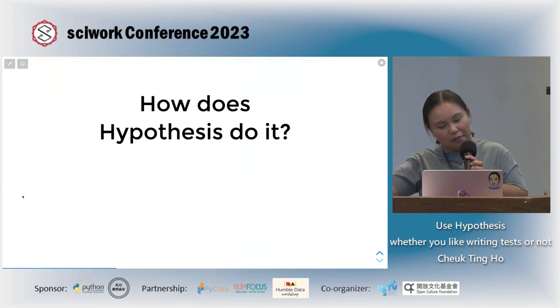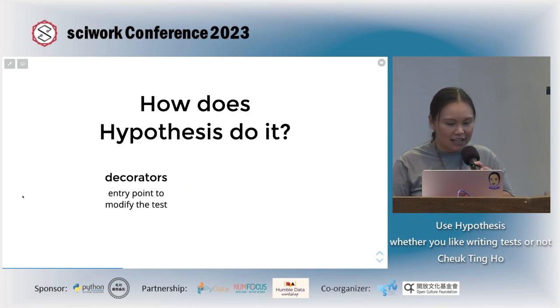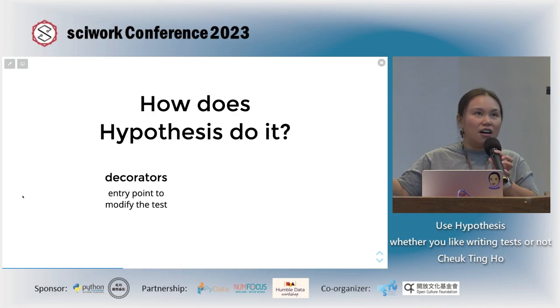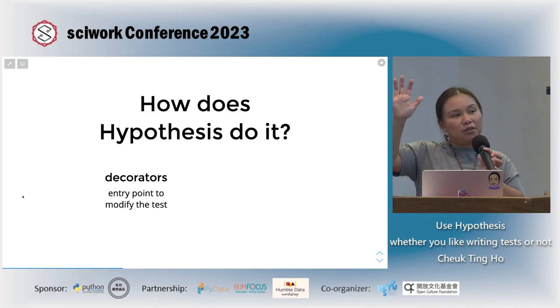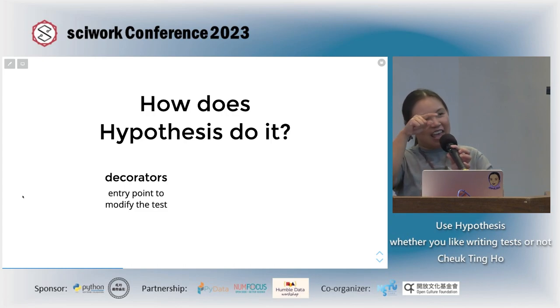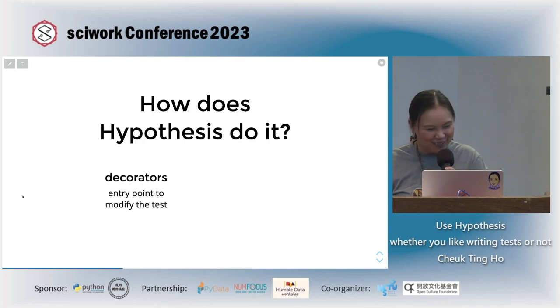So what does Hypothesis provide? How does Hypothesis do property-based testing? Hypothesis will give you a lot of decorators. Everybody knows what a decorator is, right? If you see something like this, added in front of a function, that's a decorator. You don't have to understand what a decorator is. You just use them, you follow the example.